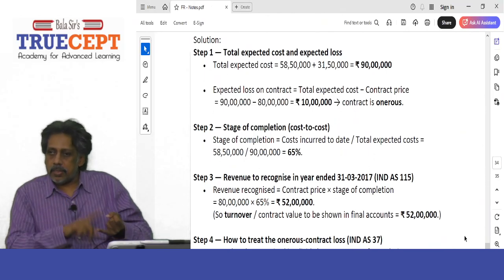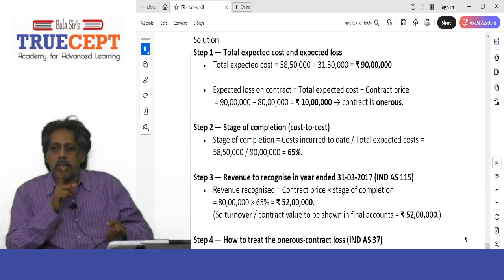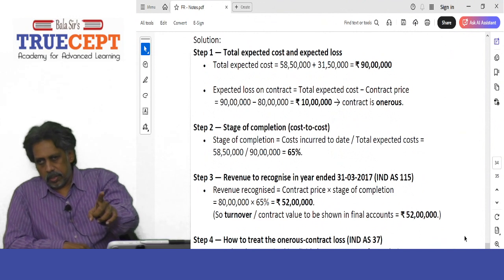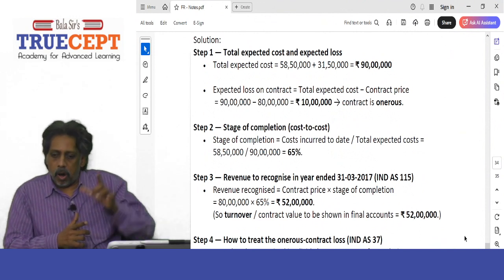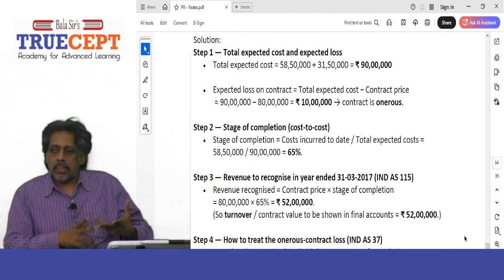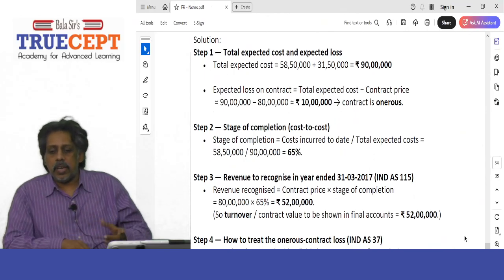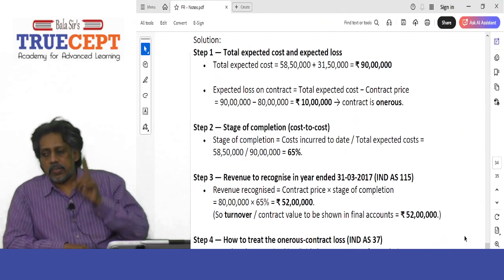And what is the second step? You got to find the stage of completion, the percentage completion, which is the measure of progress. So what you should do, you can use the cost to cost method. Now what is the cost incurred to date? 58 lakh and 50,000, upon the total contract cost, how much? 90 lakh, multiplied by 100. How much do you get? It is 65% percentage completion.